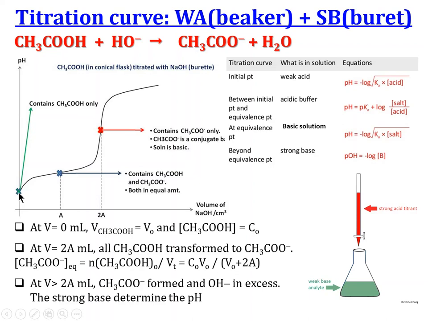At V equals 0, the initial point, before the addition of OH-, we have only acetic acid in the solution, which is a weak acid. So if the initial concentration of the acid is greater than or equal to 100 times Ka of the couple, we can apply the formula pH equals half pKa plus pC0, or pH equals half pKa minus log C0.